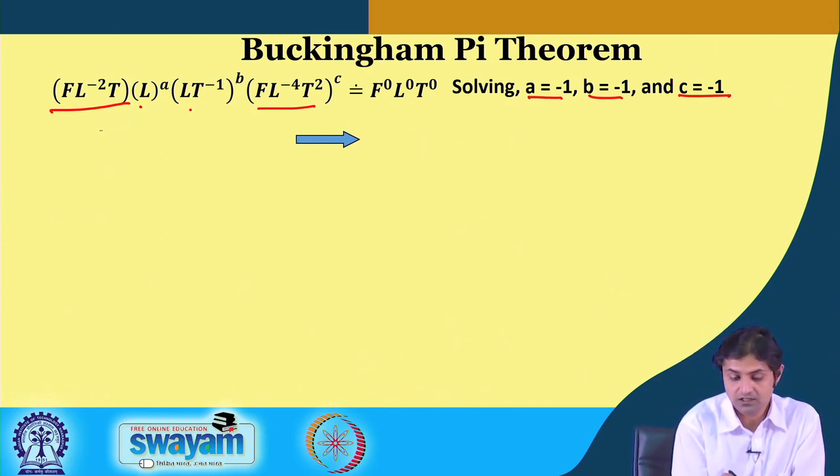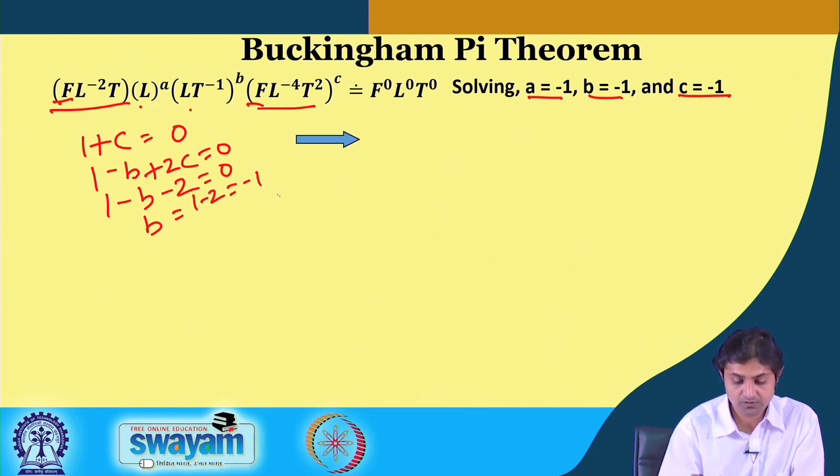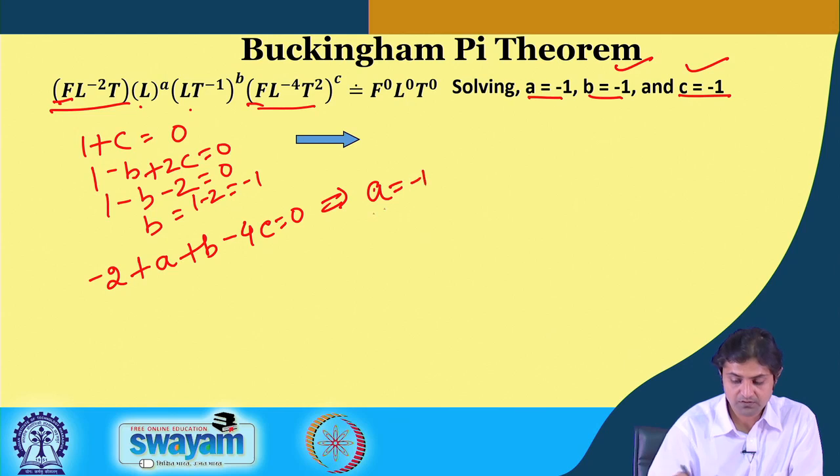So, it will be the same, 1 plus c is equal to 0. So, f is from here and f is here. So, if you start collecting b, it will be 1 minus b plus 2c is equal to 0, right. c we have already obtained. So, 1 minus 2b minus 2 is equal to 0. So, if you take 2b, 1 minus 2 is minus 1, and this is what we get. And similarly for b, minus 2 plus a plus b minus 4c is equal to 0, and this is going to give us a also as minus 1, all right.